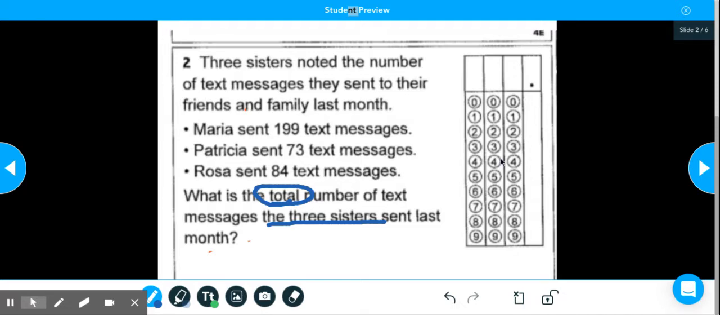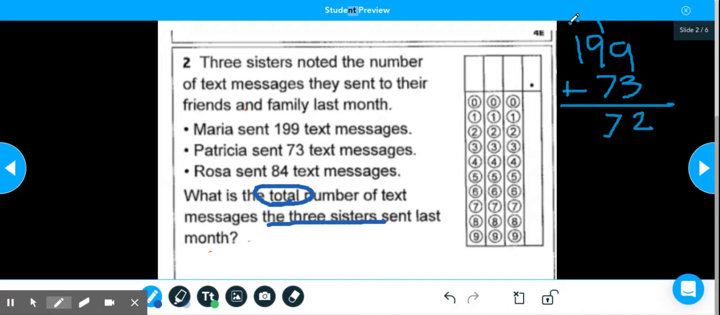199 plus 73. So I'm going to write over here. You're going to have to do 199 plus 73, because we only add 2 numbers at a time. And see that 9 plus 3 is 12. Carry your 1. 9 plus 1 is 10. Plus 7 is 17. Carry your 1. 1 plus 1 is 2.